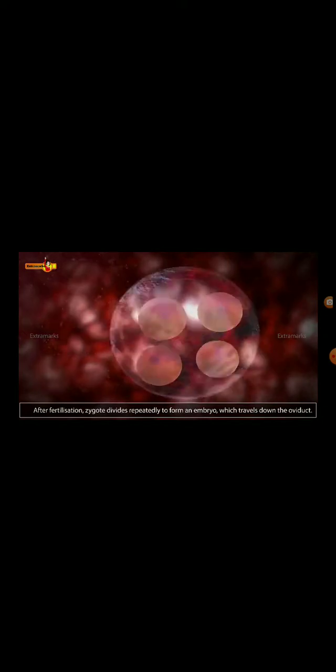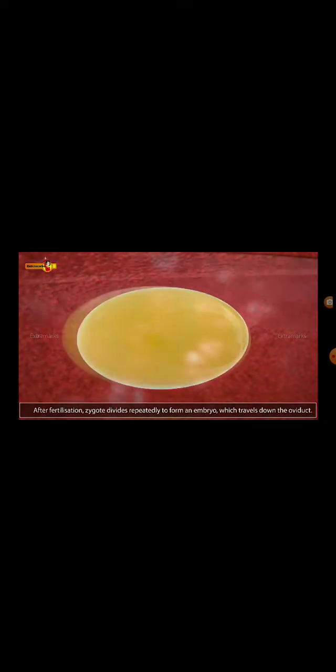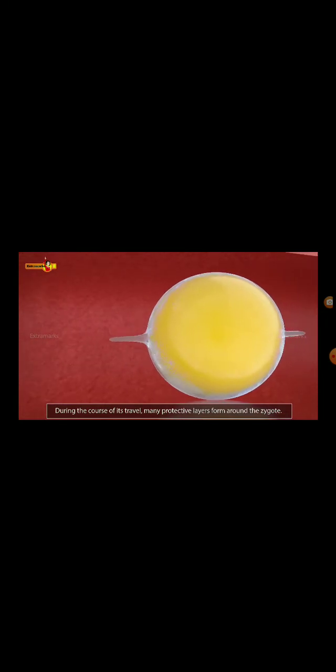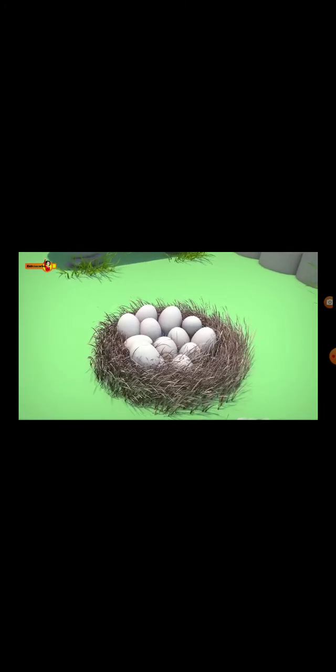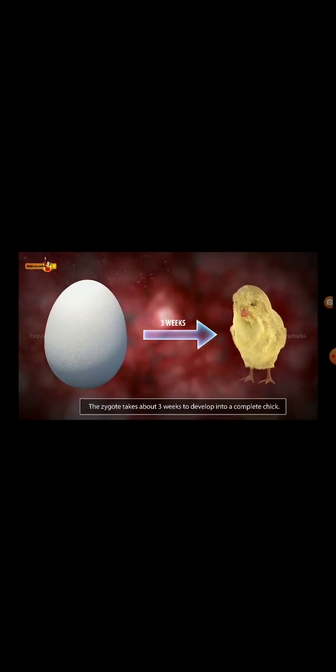After fertilization, zygote divides repeatedly to form an embryo, which travels down the oviduct. During the course of its travel, many protective layers form around the zygote. The hard shell of a hen's egg is an example of one such protective layer. The hen lays the egg. The zygote takes about 3 weeks to develop into a complete chick.